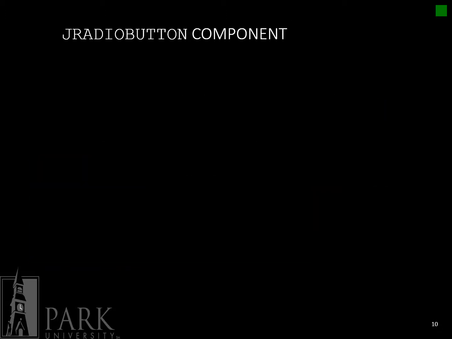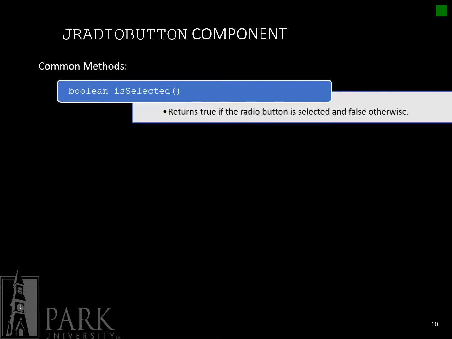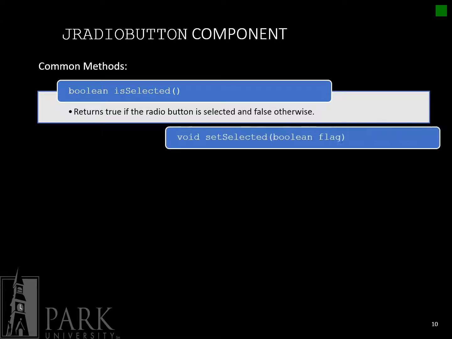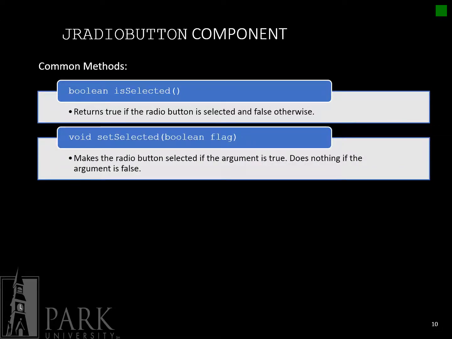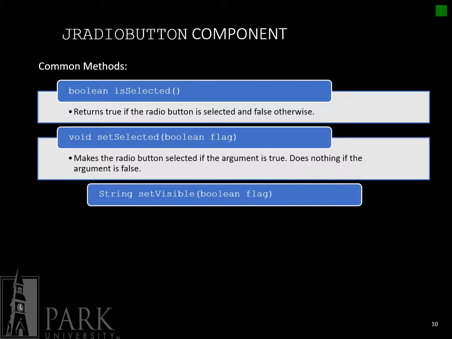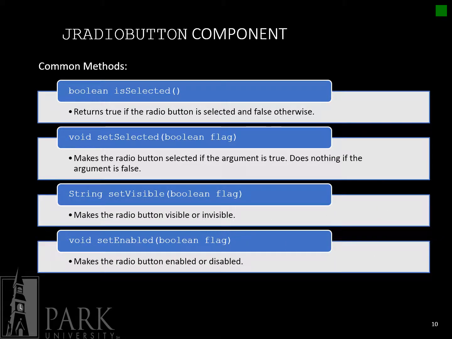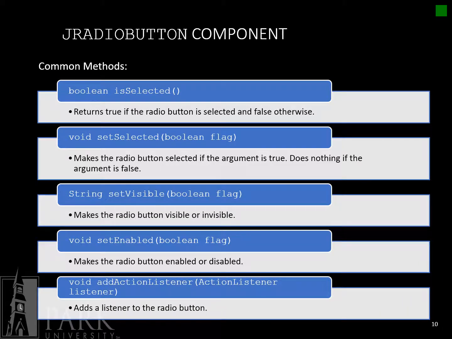As with all of the other components, let's go over the list of methods that you can use with the JRadioButton. So we've got isSelected, which will tell you if the radio button is selected or not. Remember, we apply this to the radio button, not the group. We also have setSelected. So if you call this on one of the buttons in the group, the other buttons in the group will automatically default to false, right? We can also set the visibility, and we can set it to be enabled. And finally, we can add an action listener, so we can take whatever other functionality we want to add to it.